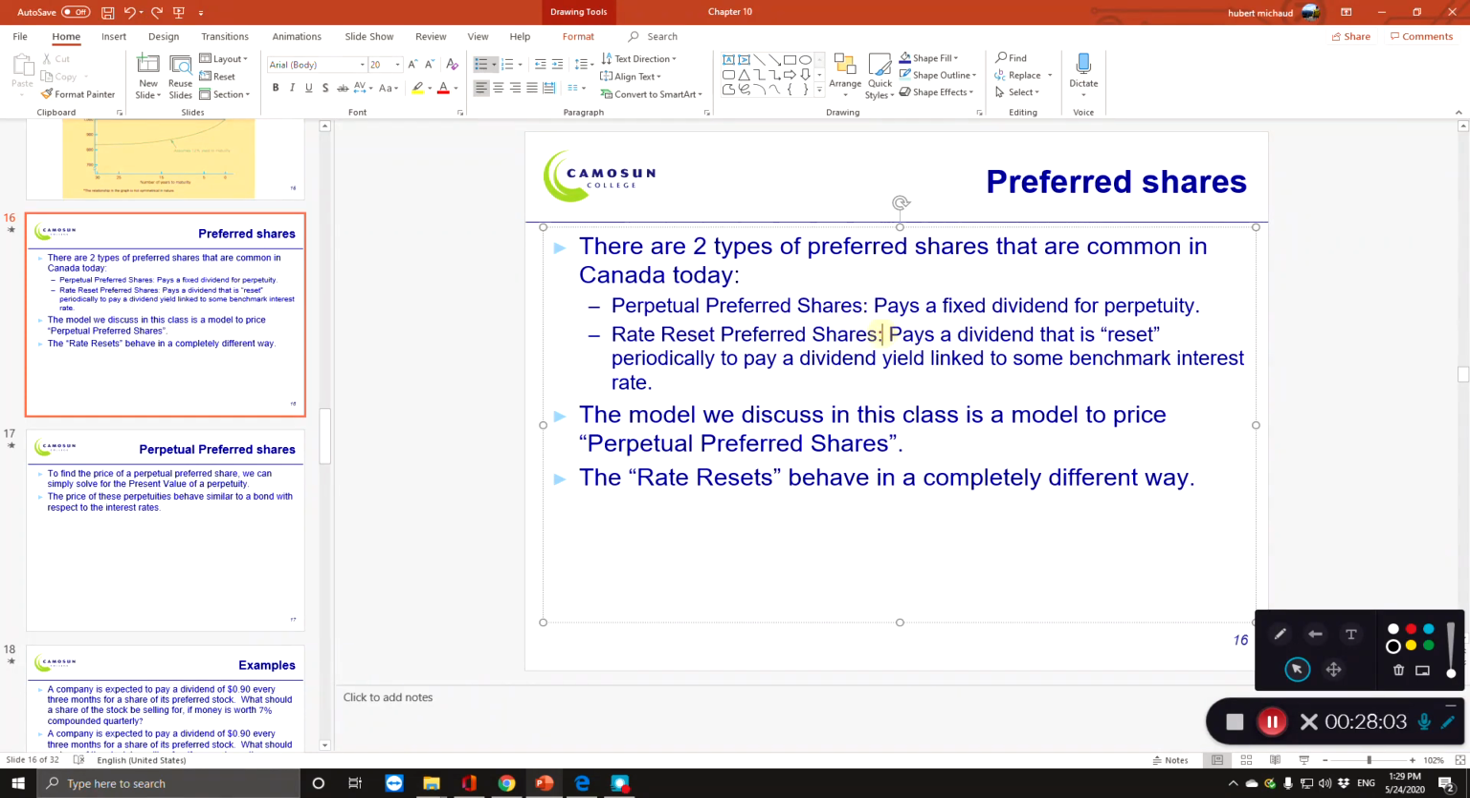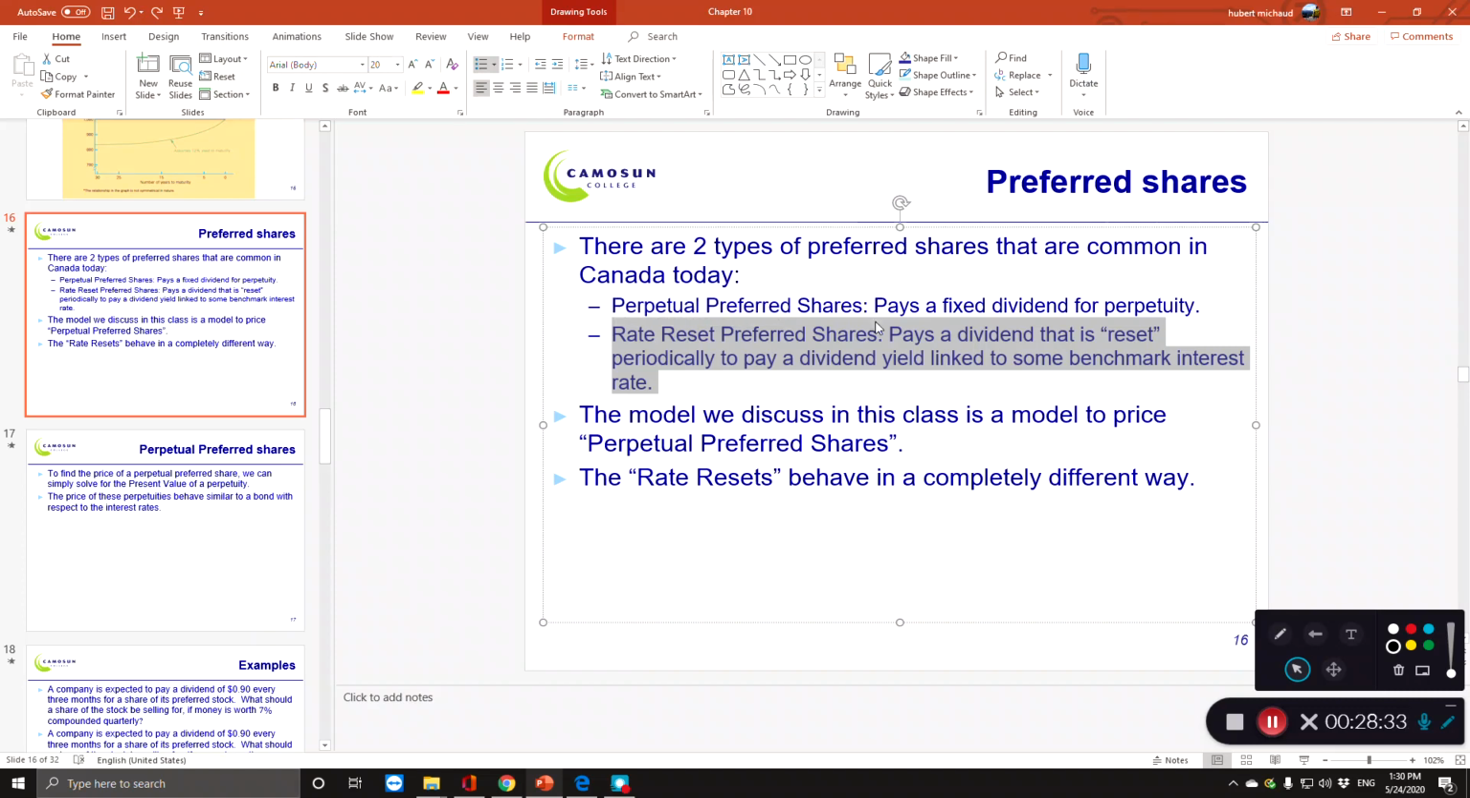So I won't test you mathematically on rate reset preferred shares, but I want you to know what they are and to be able to explain the basic logic of rate reset preferred shares. Okay, and the reason I'm explaining it is pretty straightforward. In the real world, you might see rate reset preferred shares. You see preferred shares, and then you see them behave completely different than what I told you they should behave like. That's probably because they're rate reset. Okay, so what are rate resets?